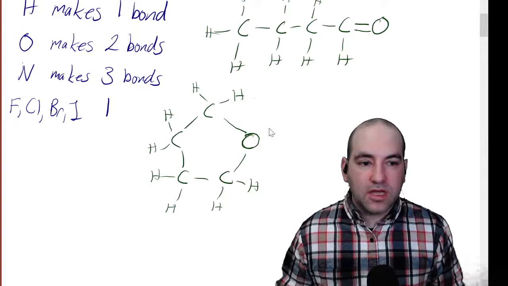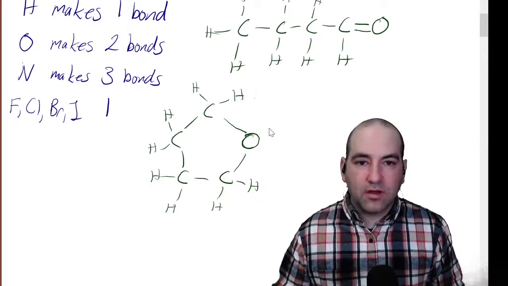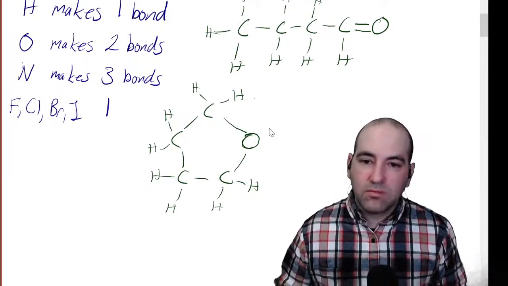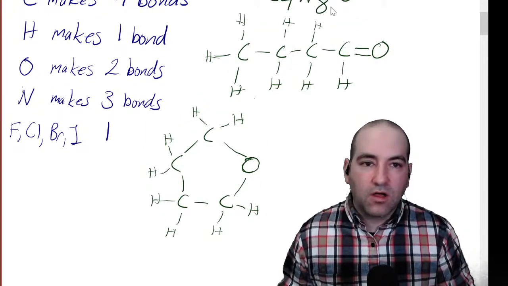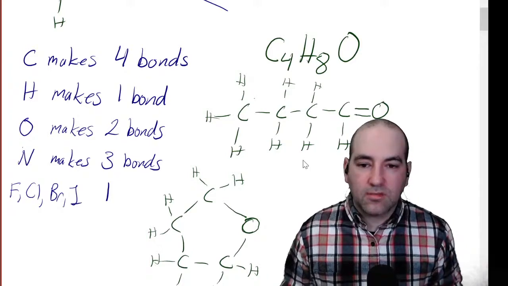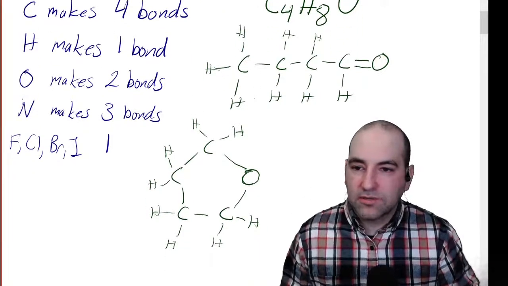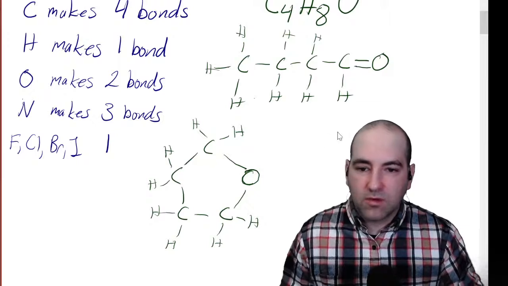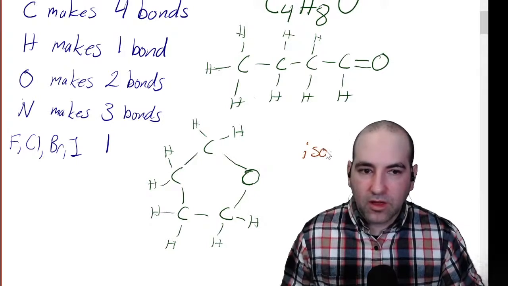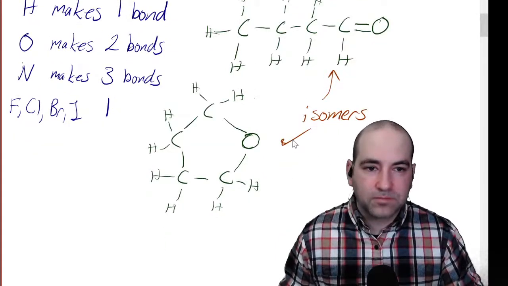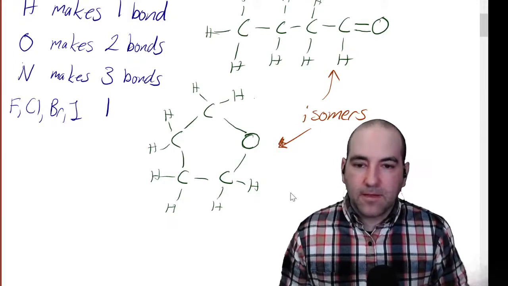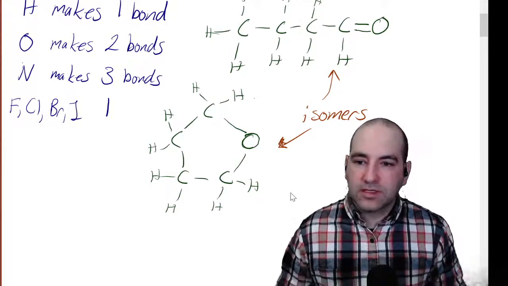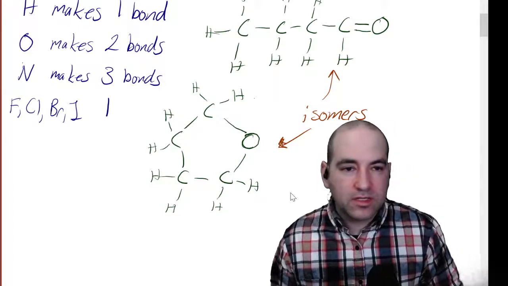So take a minute now, or if you're watching live, you can do this later. But give yourself a challenge and see how many different structures you can come up with that are all C4H8O. These, by the way, the name that's given to different structures that have the same chemical formula are called isomers. So you should be able to draw many, many different isomers of C4H8O, all kinds of different structures that have that formula. All right, so that's Lewis structures.